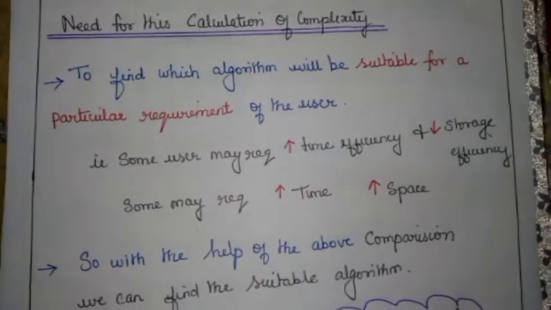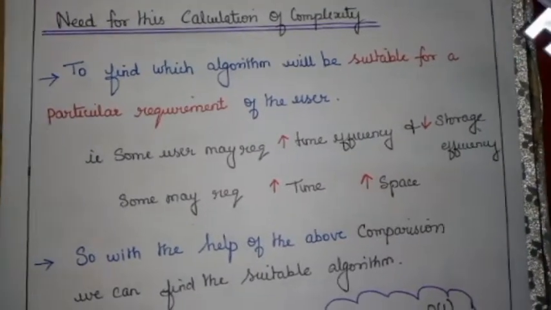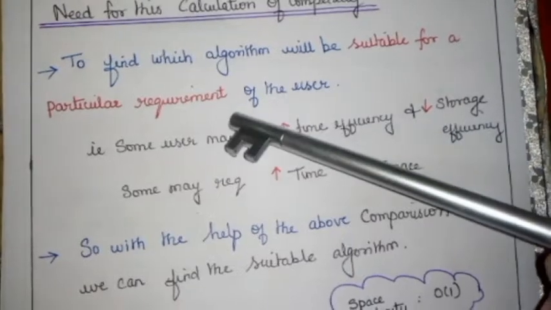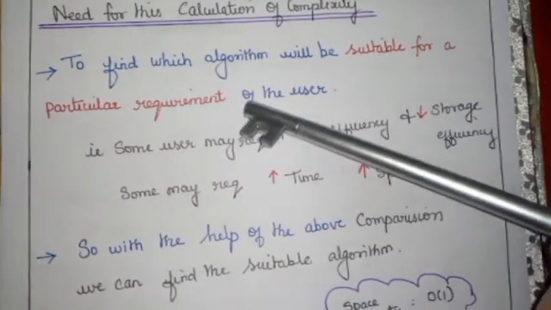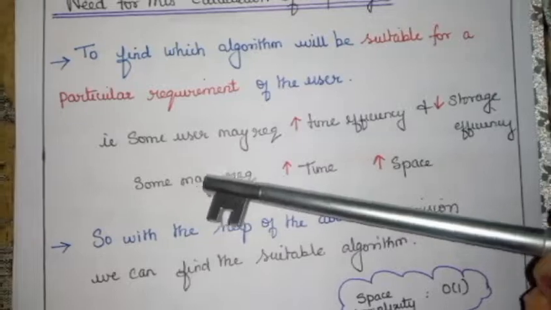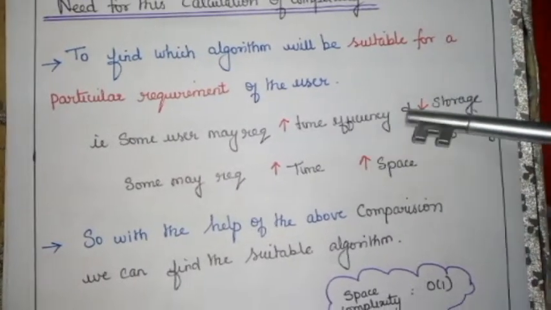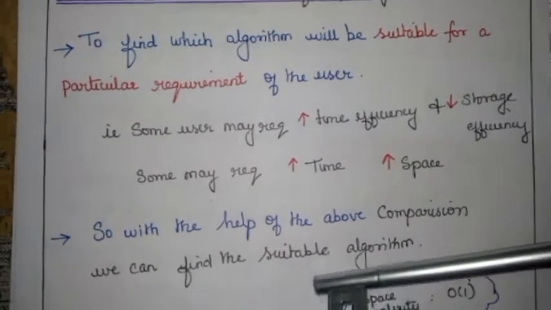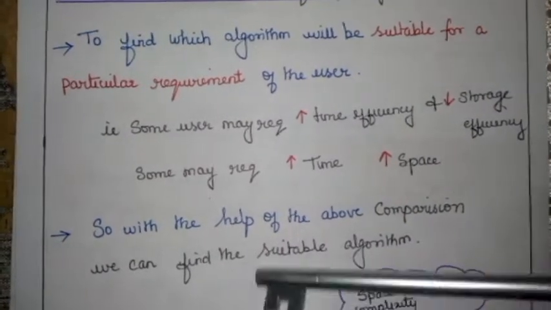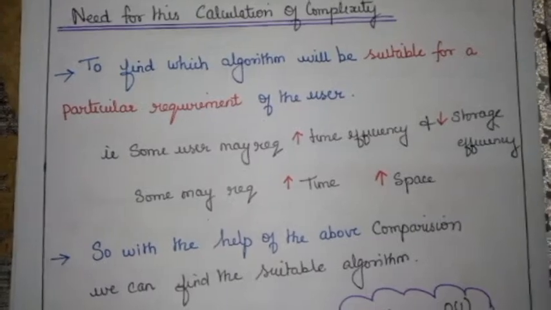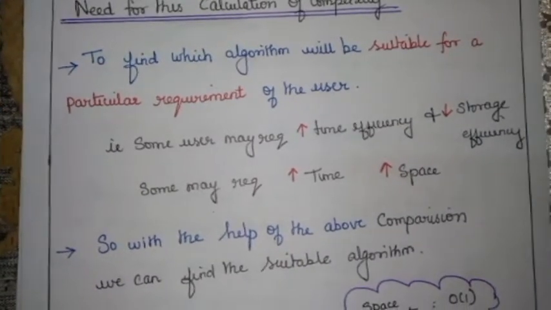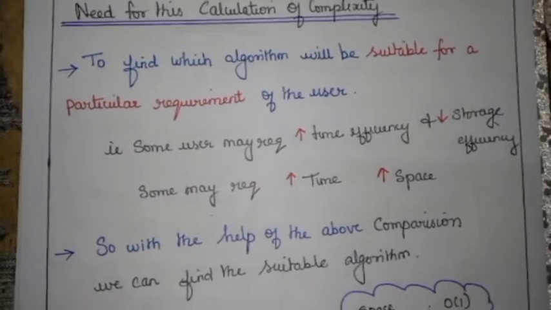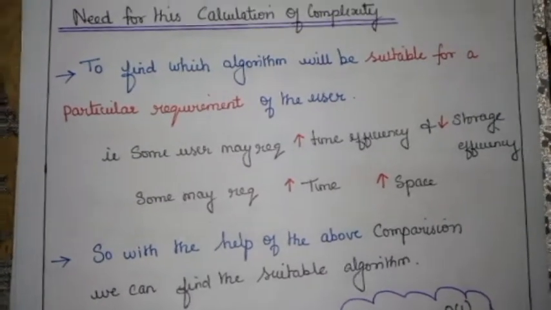So before going in detail, we'll just see the need for the calculation of the complexity. To find which algorithm is suitable for the particular requirement of the user, we calculate this complexity. That is, some user may require high time efficiency and low storage efficiency, and vice versa. So with the help of the above comparisons, we can find the suitable algorithm. Okay, so there is a need for finding the complexity of an algorithm in all those three cases: average case, best case, and worst case.